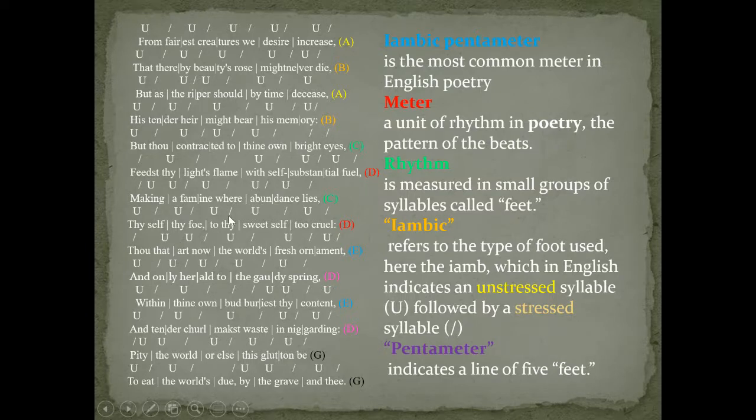Like tender. It's not ten-DER, it's TEN-der. It's not mem-O-ry, it's MEM-o-ry. So you want to look at what's stressed and unstressed in a word. Typically, pronouns and things like that will be unstressed, like "thy foe." But sometimes, depending on emphasis, they won't be. So you just have to be careful. But again, usually articles, prepositions, and conjunctions are unstressed. Nouns are going to be stressed.